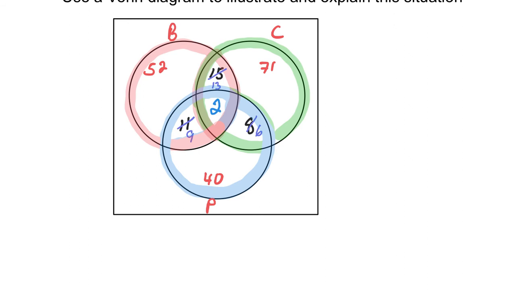And to do this, we take, for example, in biology, take the 52 and subtract out the 13, the 2, and the 9. So 13 plus 2 plus 9 taken away from 52 would leave us with 28 in the biology larger circle. And in chemistry, once you take away the other values, you're left with 50. And in physics, you're left with 23.